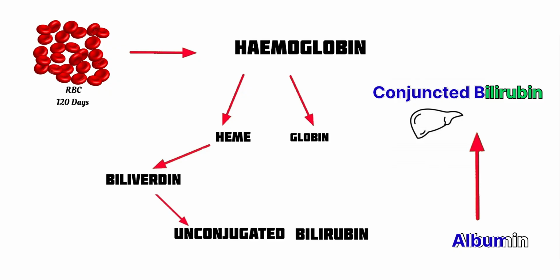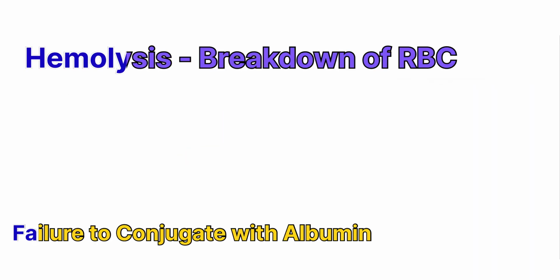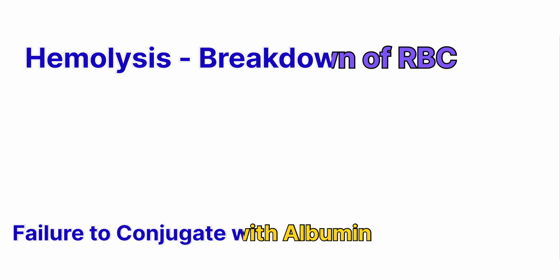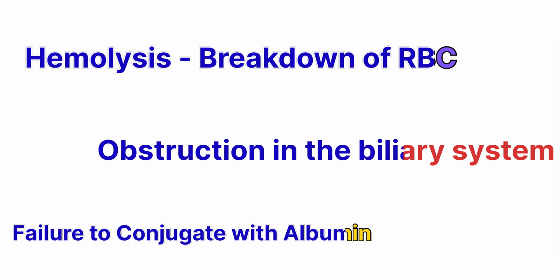But what reason could there be for the elevation of bilirubin? The first one is hemolysis, the second one is the failure of conjugation with albumin protein, and the third one is the obstruction in the biliary system.